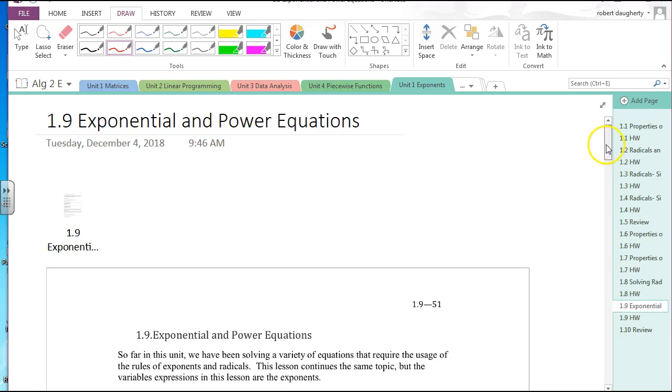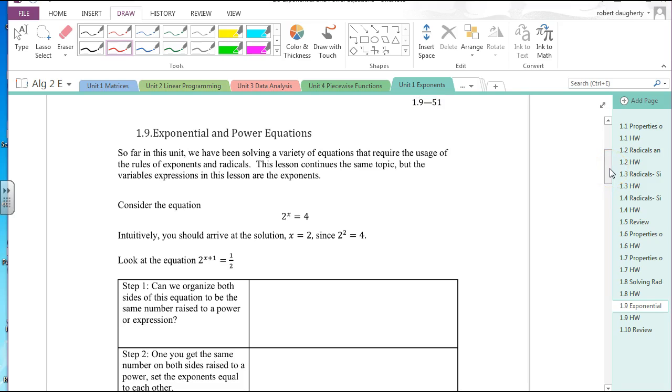So this is the last, guys, this is the last section we have, 1.9 for exponents, okay?